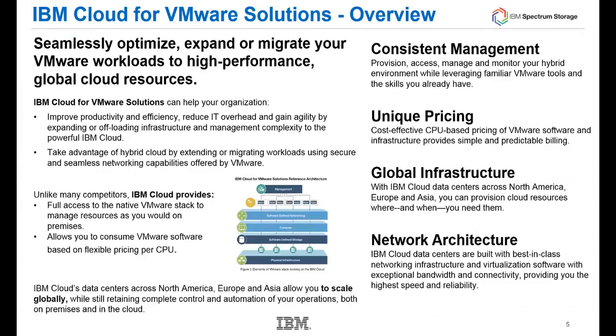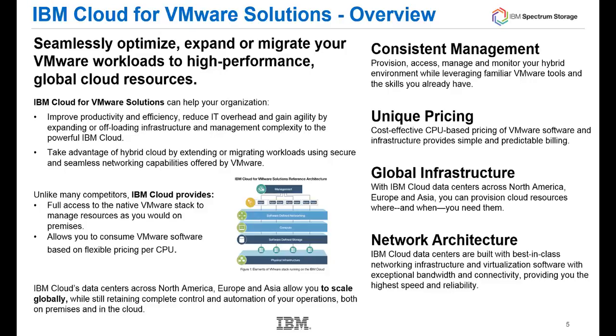So let's start with IBM Cloud for VMware Solutions. IBM Cloud for VMware Solutions can help your organization improve productivity and efficiency by reducing the IT overhead and gaining agility by expanding or offloading infrastructure and management complexity to the powerful IBM Cloud. It allows you to take advantage of hybrid clouds by extending or migrating your workloads using the secure and seamless networking capabilities that are offered by VMware.